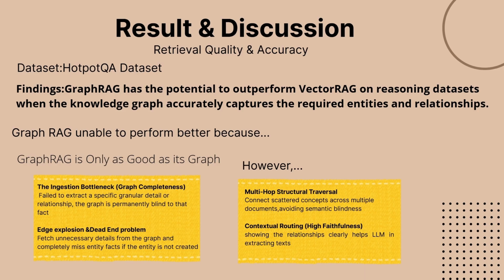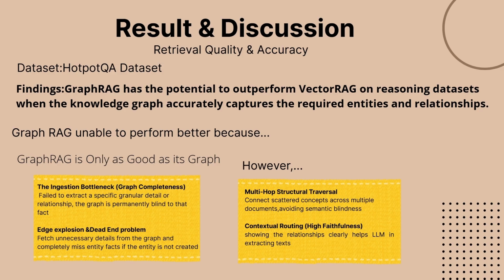However, the GraphRAG is still better than VectorRAG because it can bypass VectorRAG's semantic blindness. VectorRAG relies on semantic searching and keywords, while GraphRAG uses graph traversals to seamlessly bridge scattered concepts across multiple documents and gather all the needed information to help the LLM generate the answer. So instead of dumping raw unstructured chunks into the LLM, GraphRAG feeds in a clean map of relationships.